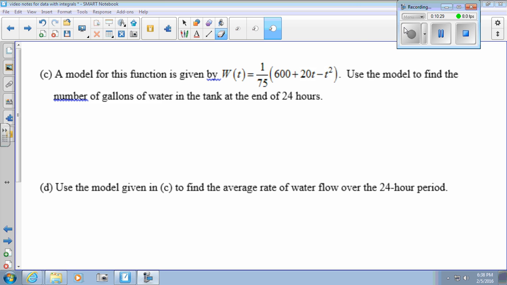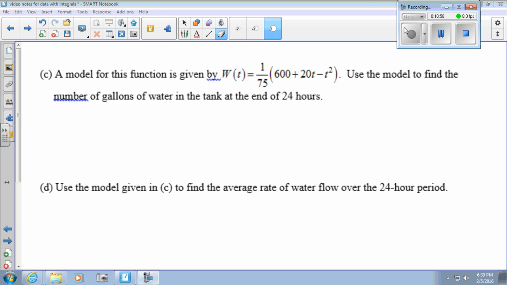Okay, now part D, we're still using the equation. We're not using the table. We are using the model given in part C. So we're using the equation to find the average rate of water flow. Okay, and W does represent the rate of the water flow. Now notice this does not say average rate of change. It wants the average rate. We've been given an equation for the rate. So this is the same thing as saying I want the average value of the rates.